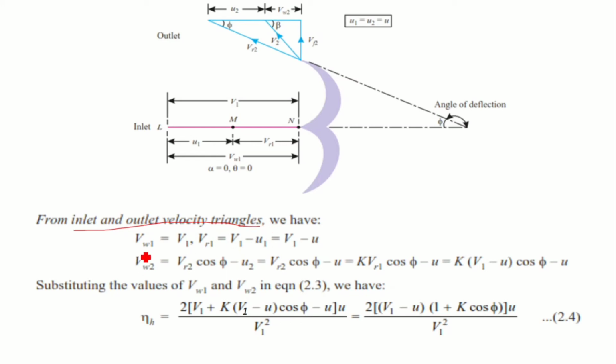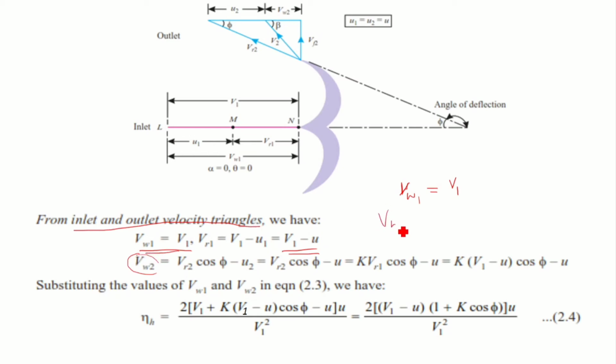we have Vw1 is equal to V1, as we discussed earlier. Vr1 is equal to V1 minus U1. So V1 minus U gives Vr1. So the Vw1 term in the efficiency expression becomes V1, and then Vw2 terms. Next we are finding the expression for the Vw2 term.